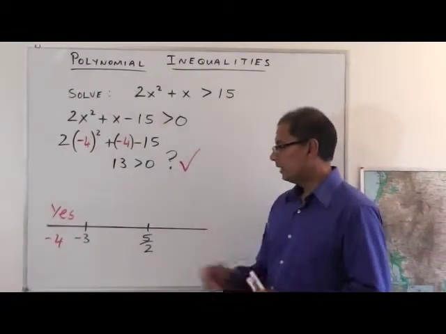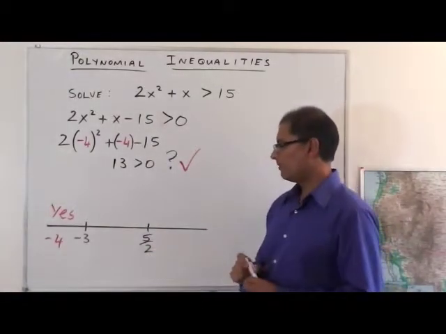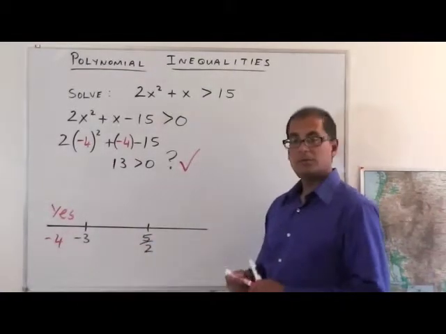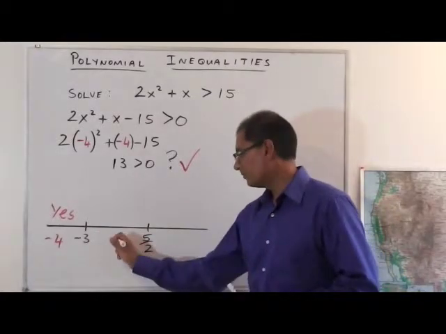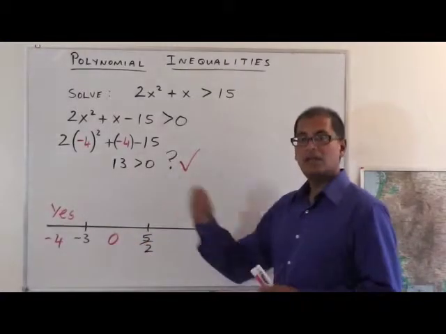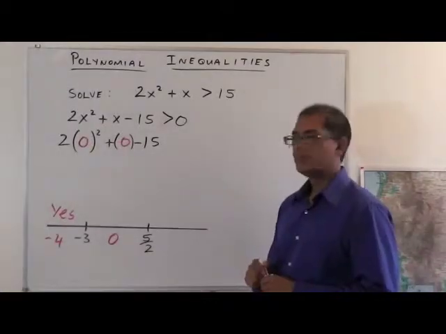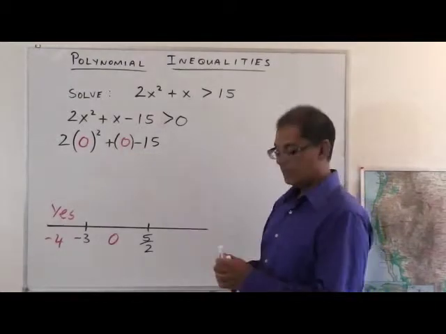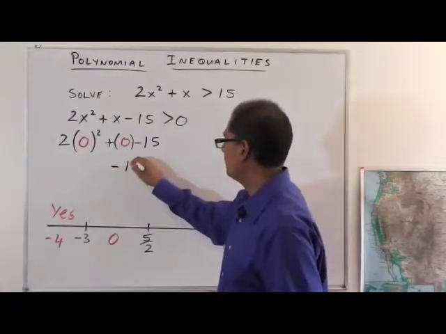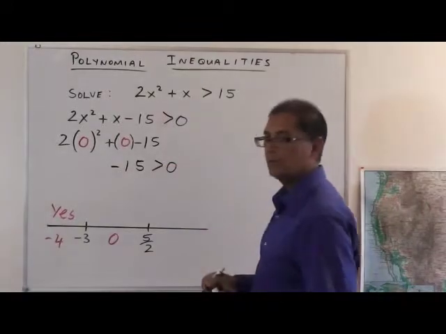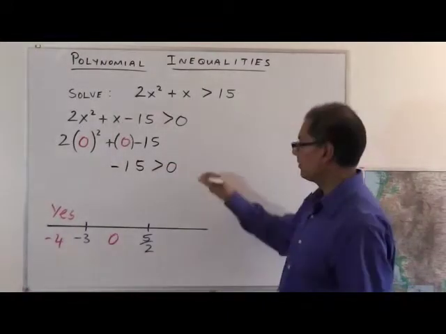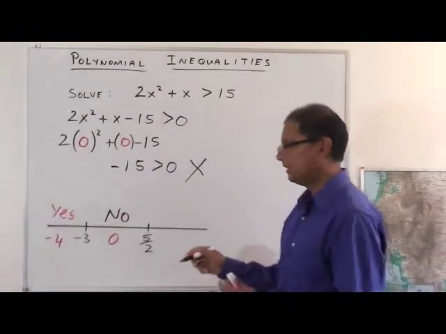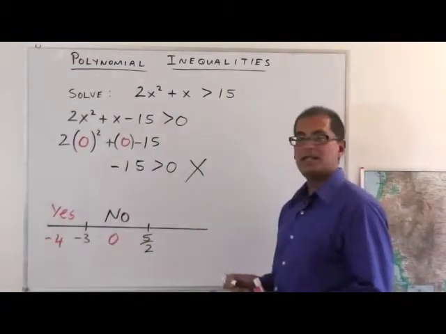So similarly, you're now going to pick a number in between negative 3 and 5 halves to see if that number satisfies the inequality. And a nice number to pick in between these two, because they have a negative and positive, is 0. So we're going to do the same thing and test 0 here. So we plug in 0 here, we get 2 times 0 is 0, plus 0 is 0, minus 15. That gives me an answer of negative 15. Is that greater than 0? No, that's a negative number, it's not greater than 0. So this doesn't work out here. So 0 is not in the interval where there's a solution, so we put no for that interval.